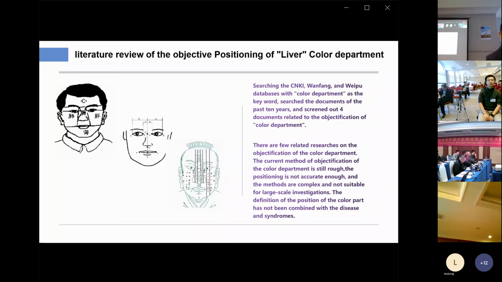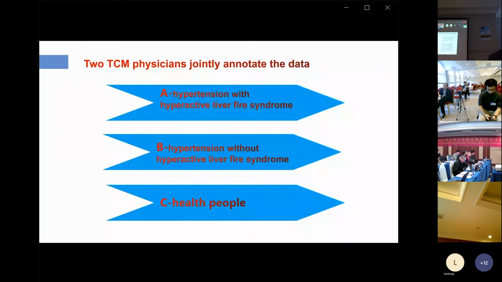And color performance is closely related to the TCM syndrome, but the definition of the position of the color compartment cannot be combined with the TCM syndrome. So we did our research by collecting the face photos of 3 groups, and we used 2 TCM physicians to jointly analyze the data.